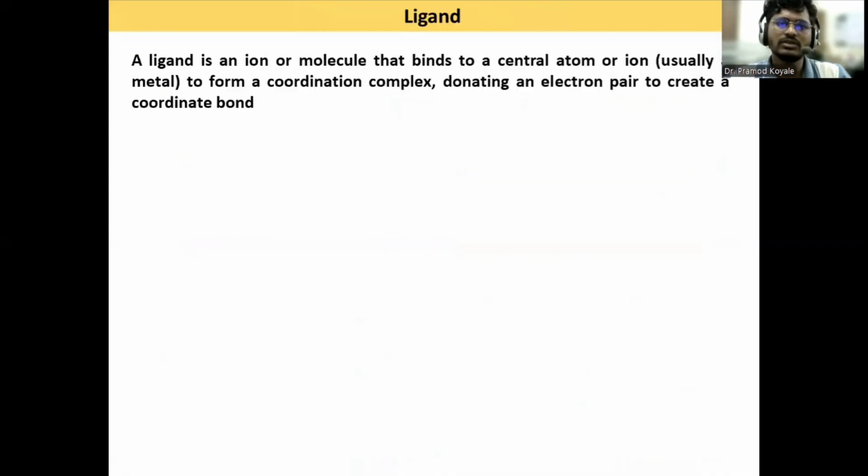Then we will see what is meant by ligand actually, and the types of the ligand associated. So a ligand is an ion or molecule which binds with the central metal atom or ion through the coordinate covalent bond or the dative bond. Whatever ligand we have acts as an electron donor, and the central metal acts as an electron acceptor. So there is a dative bond between the ligand and the central metal atom.